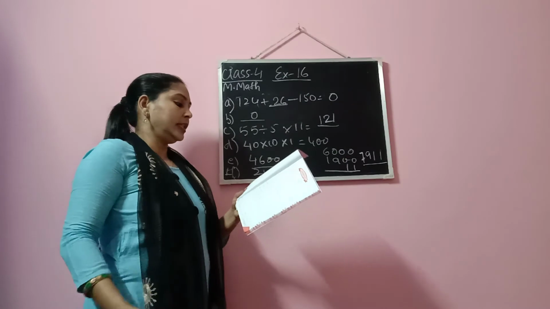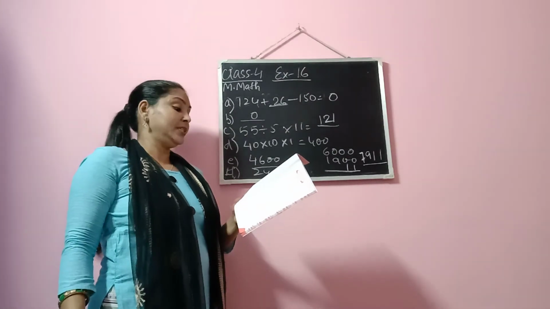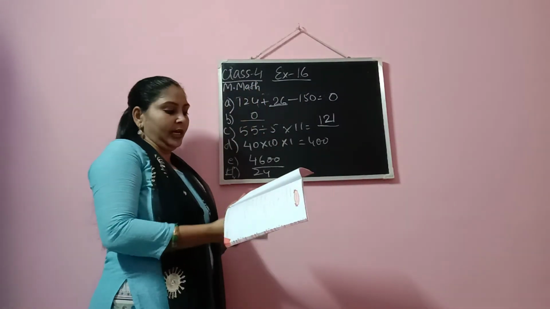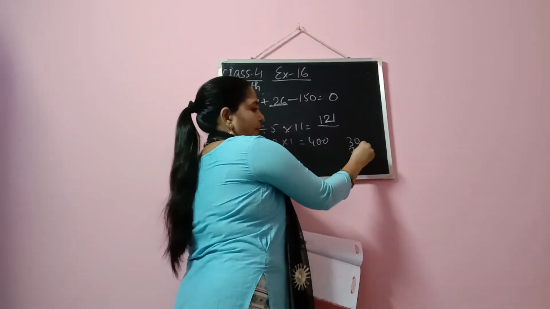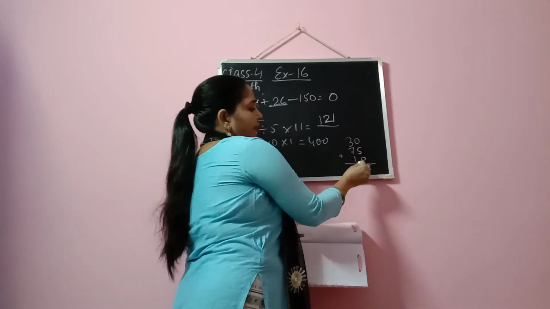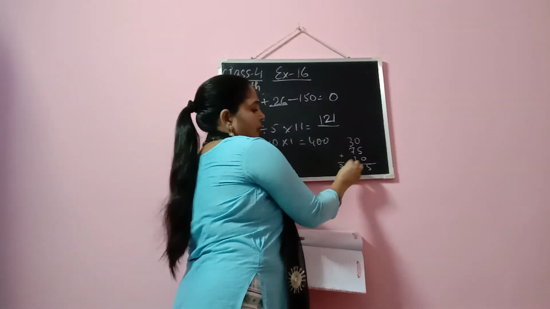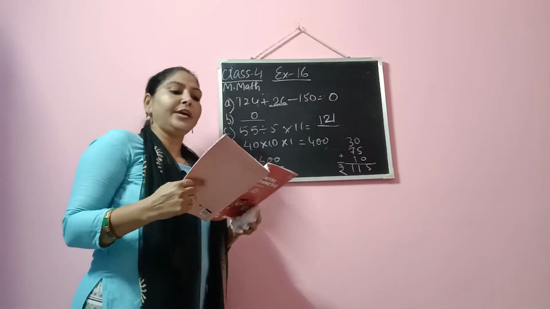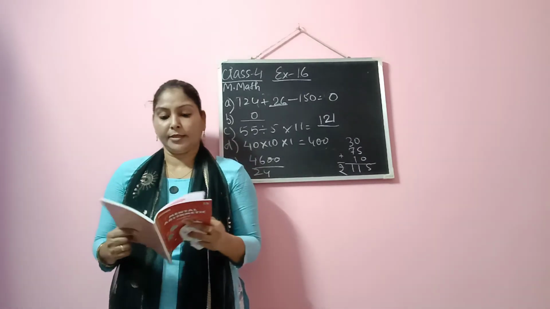Okay. The last question of this exercise: 30 rupees plus 75 rupees plus 10 rupees is equal to how much? This is addition. You can do it easily. Now add it. How much do you get? 5 over here and then 11 over here. That means 115 rupees. That's your answer.